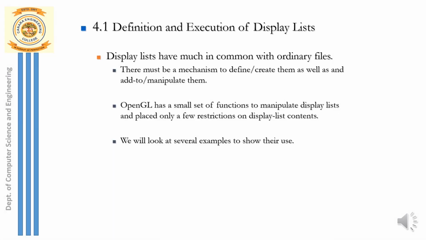So we will see now what exactly a display list is. As I already said, a display list is nothing but a common file. It is just an ordinary file. It is a small file which is very flexible. You can go on adding things to this file easily. You can define the file, create the file, go on adding things to it, and also at any time you can manipulate, delete, or modify the file. So handling such a display list in the form of a file is very easy.